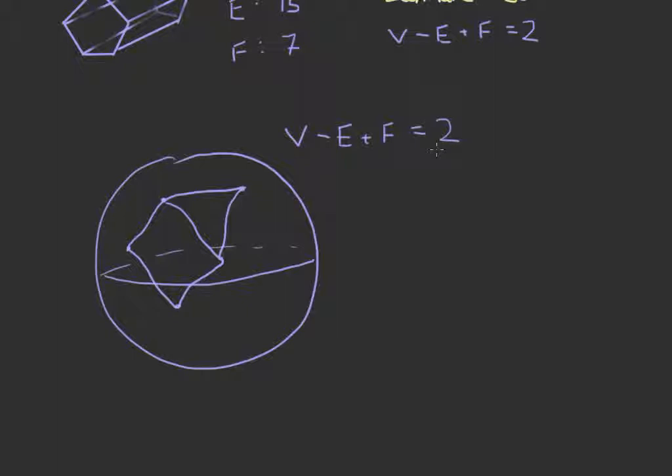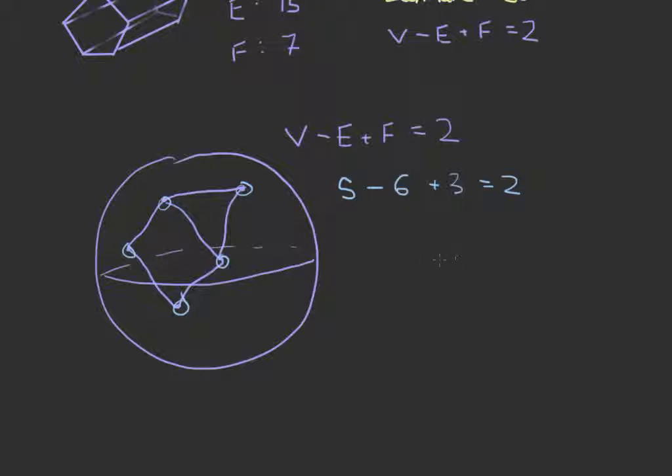And let's just check that right now. How many vertices do I have? Well, I have 1, 2, 3, 4, 5 vertices. I have 1, 2, 3, 4, 5, 6 edges. And then I have 1, 2, and then the outside is a face, so 3 faces. 5 plus 3 is 8, minus 6 is 2. So it's amazing that no matter how you draw this map, you always get 2 for this number.